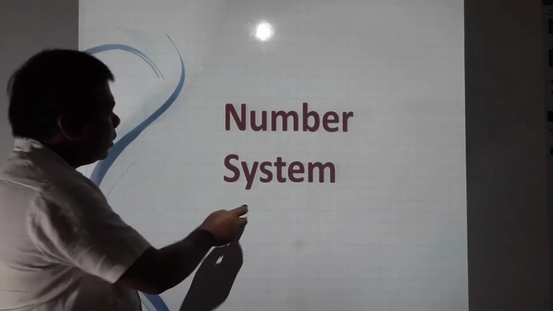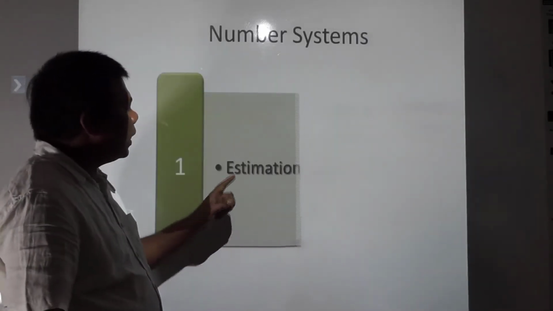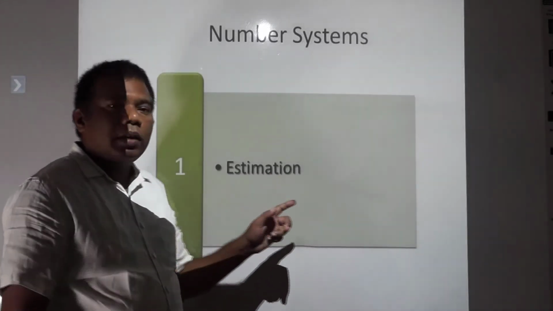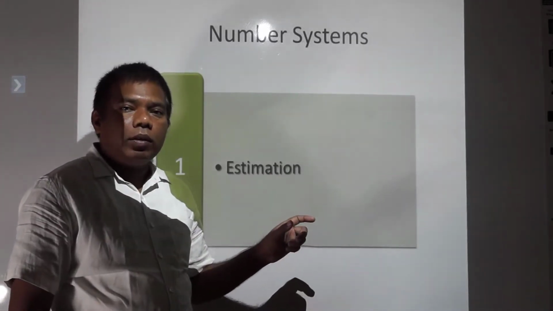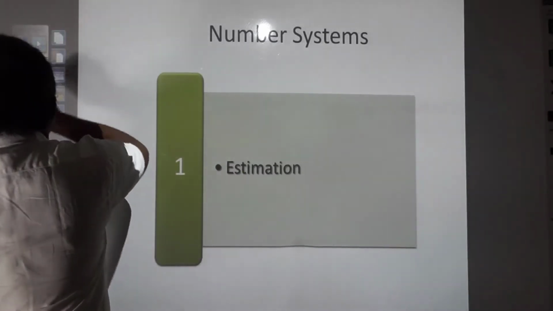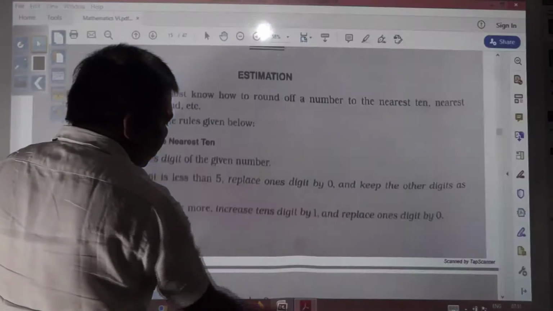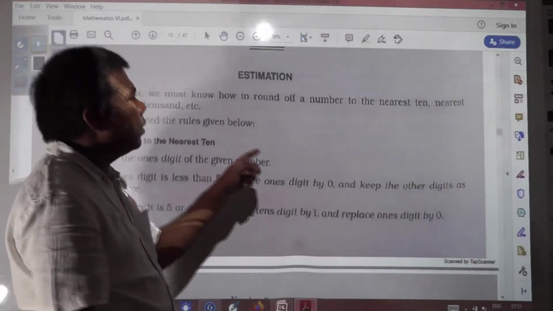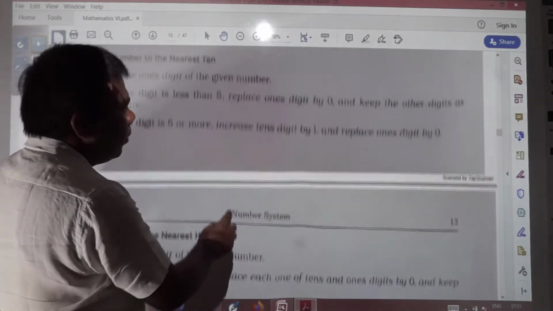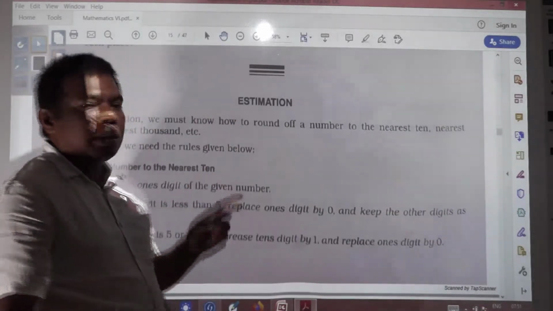Today in this video we are going to learn estimation under the number system. So we will start this estimation from your book. You might have purchased your book. So we will see our book first, and in the book, if you have it, just see, estimation is on page number 12.